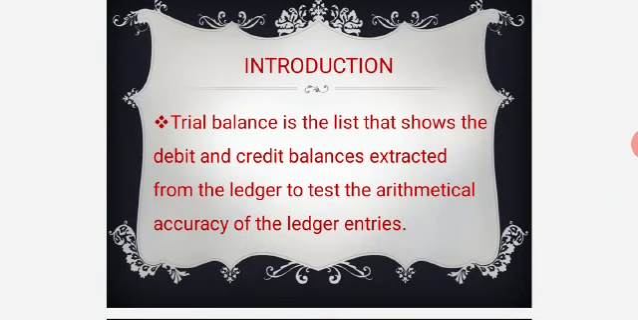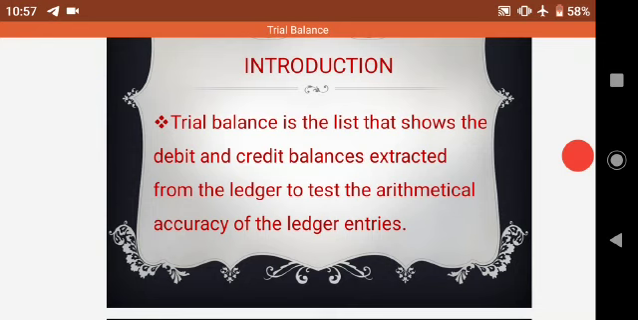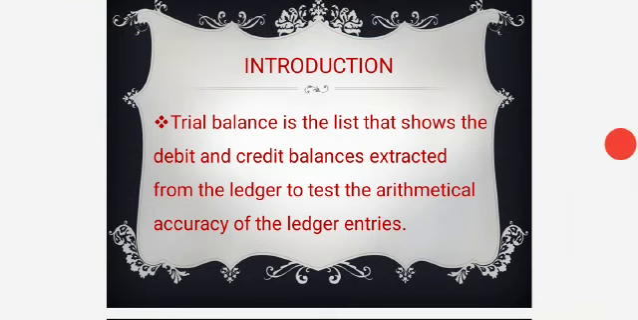And because human beings are involved in recording these transactions, they are liable to errors, which, if not detected and corrected, might affect the preparation of the final accounts. And so, the only way these errors can be detected or revealed is through the preparation of an account known as the trial balance.